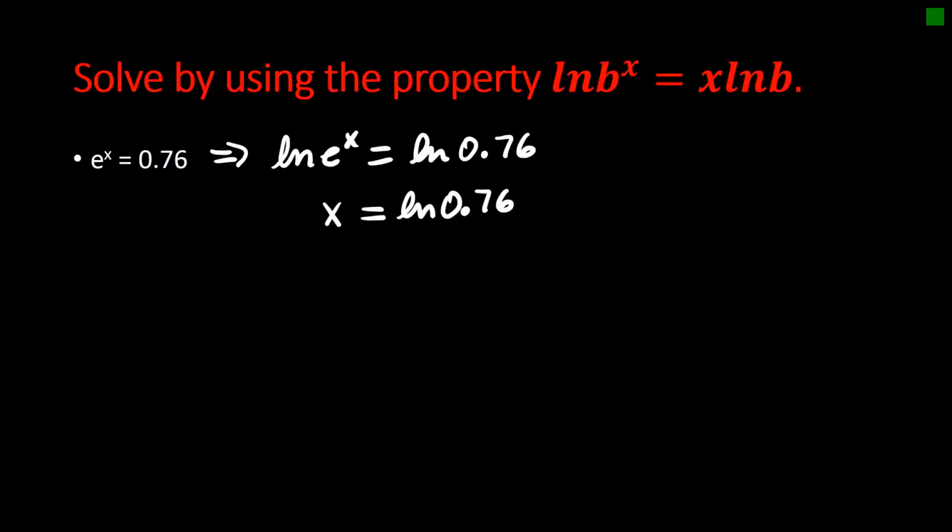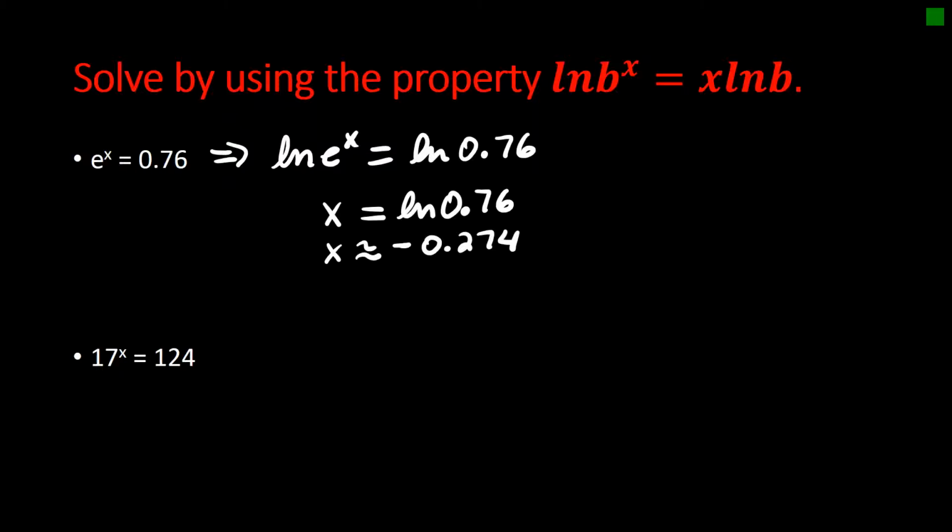And if you're doing problems and it asks for the exact answer, then you will leave it as natural log of 0.76. But if they want a decimal approximation, let's say to 2 decimal places, then you need to find natural log of 0.76 on your calculator, and you'll get negative 0.274. Let's look at another one.